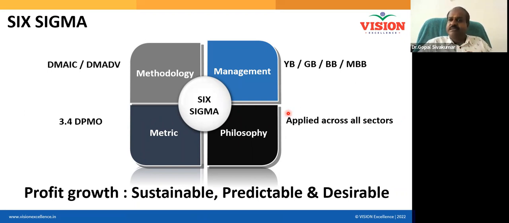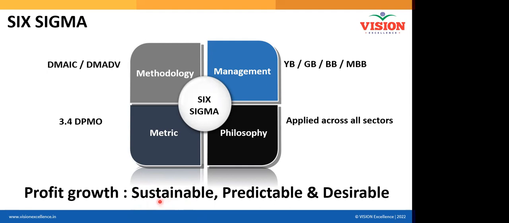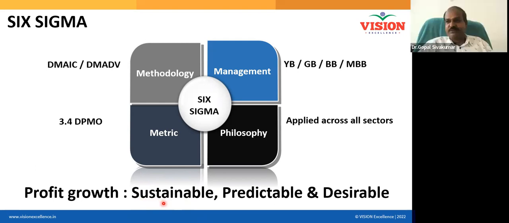The ultimate goal of Six Sigma is profit maximization, which is sustainable, predictable and desirable. Do you understand the meaning of everything here, all of you? What is the meaning of sustainable? You make profit without damaging anyone, isn't it? Without damaging any of the stakeholders' interest, you should make profit. Just because you want to make profit, you should not damage others' interest. Am I correct? Yes, sir. Then your growth is called sustainable growth.